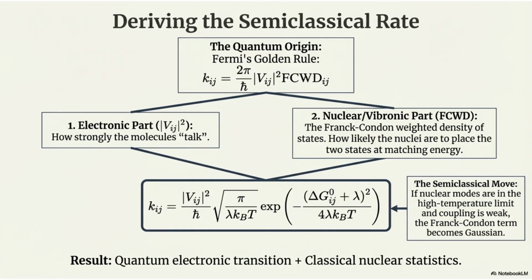The semiclassical rate, Kij, originates from Fermi's golden rule. It consists of an electronic part, representing molecular torque, and a nuclear vibronic part, which accounts for nuclear arrangement. This leads to the Marcus rate equation, which combines quantum transition and classical nuclear statistics.